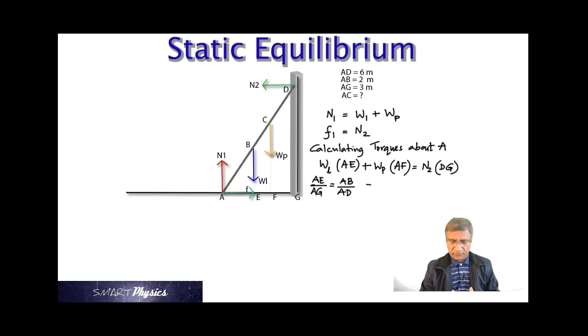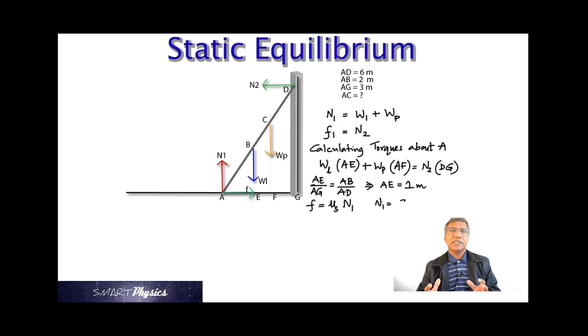When we do that, we'll be able to calculate the value of AE, and we will get it as 1 meter. Why? Because AG is 3, AB is 2, and AD is 6. So on the right side you get 2 by 6, which is 1 by 3, and this 3 goes to the top, so it becomes 3 by 3. That's equal to 1 meter. So we get AE as 1 meter.